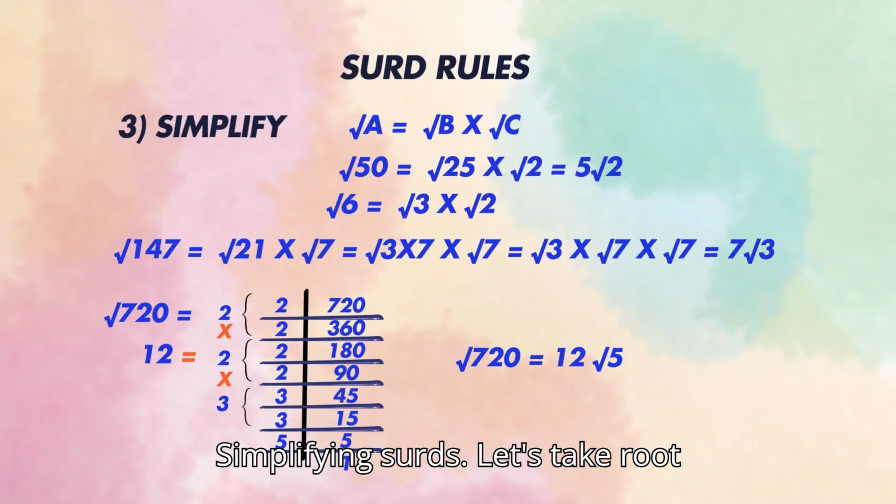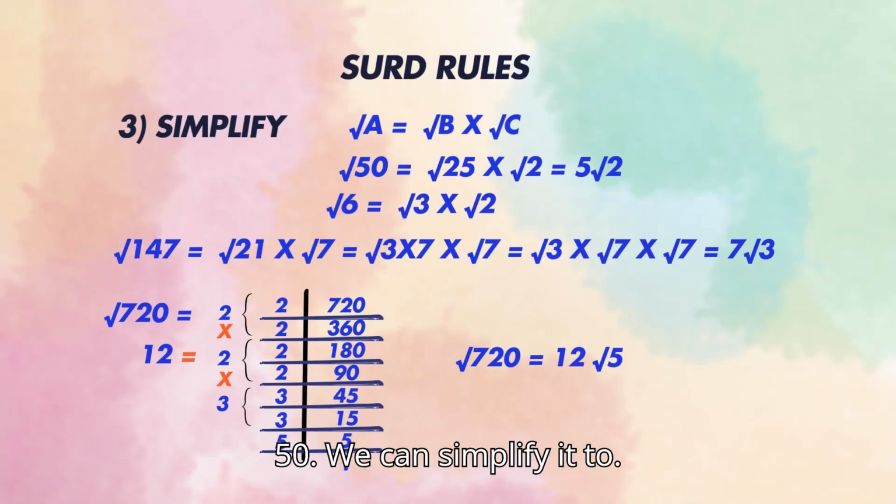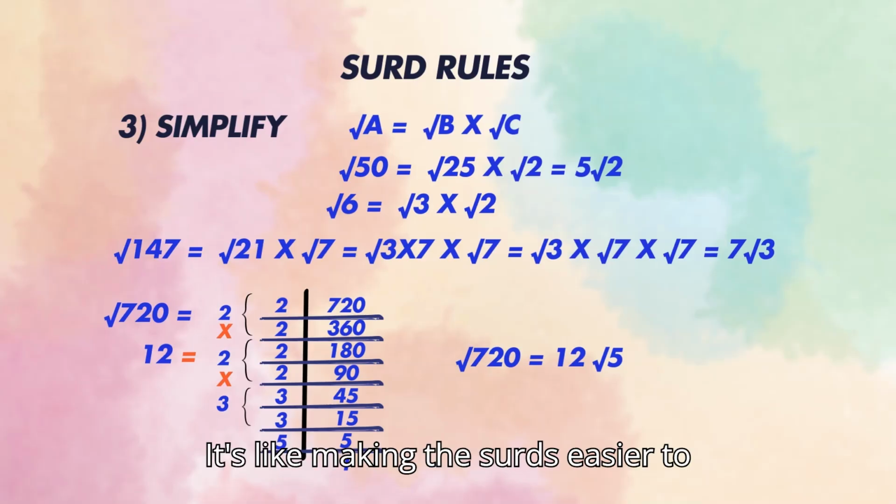Simplifying surds, let's take root 50. We can simplify it to root 25 times 2, and then that's 5 root 2. Finding the biggest square factor of 50. Why simplify? It's like making the surds easier to handle.